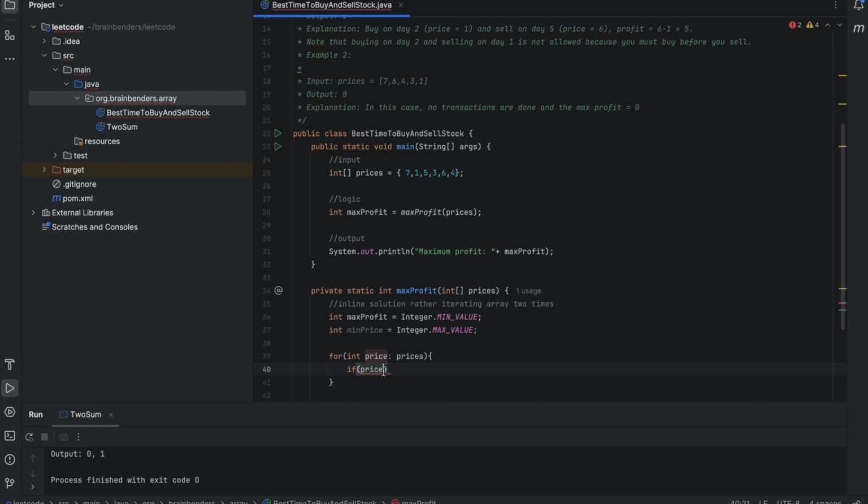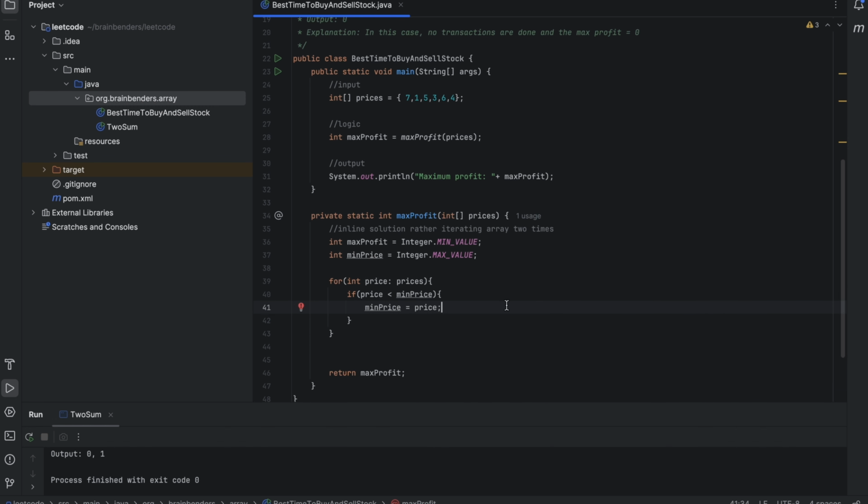Okay, so now I'm doing only one iteration and I just try to find the max and min price. If my current price is less than min price, that means I should definitely update my min price, which is price. This is very simple and straightforward, right? So this will actually update min price. Yeah, and that's what we want.